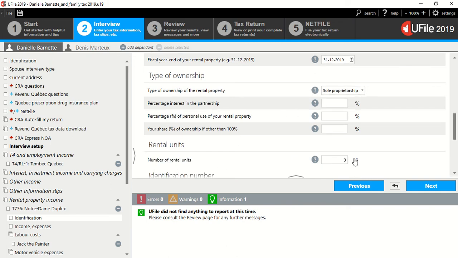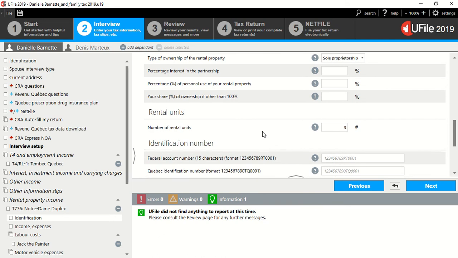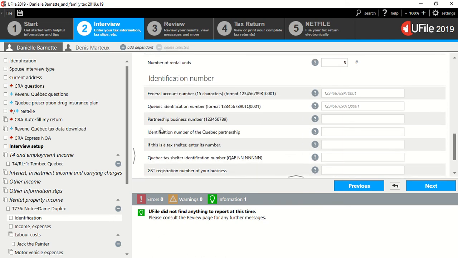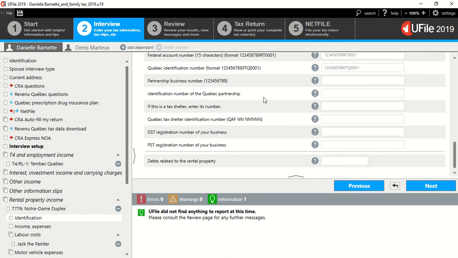So number of rental units, although it's a duplex, we put 3. All these numbers are particular to business registration numbers and Quebec partnership numbers. If you don't have a partnership, a legal partnership, so to speak, with respect to this investment, it's really just sole proprietorship, unregistered and whatnot. Okay. After the identification section comes the income and expenses section.